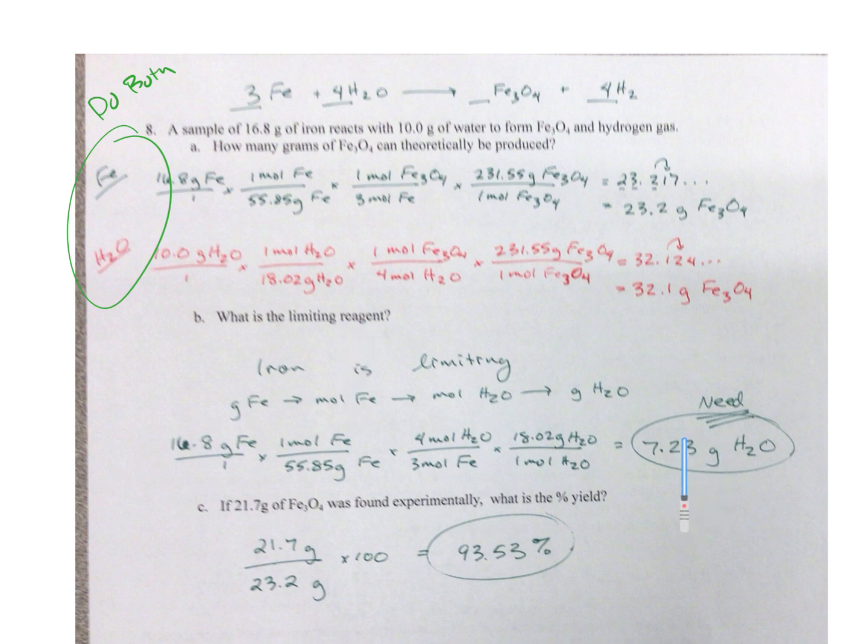Sometimes we call them reagents. So in this example, you only need 7.23 grams to react with 16.8 grams of iron. That means you have some left over. Now, if you did this experiment and you actually produced 21.7 grams, when you determine percent yield, just like in the problem before, you take the experimental or the actual amount produced and divide it by the theoretical amount, and then you multiply by 100 to make it a percent. So in this example, you would have had a percent yield of 93.53%.